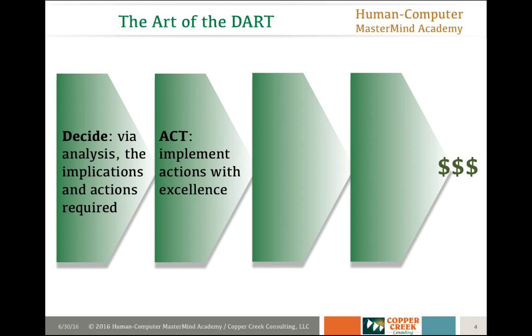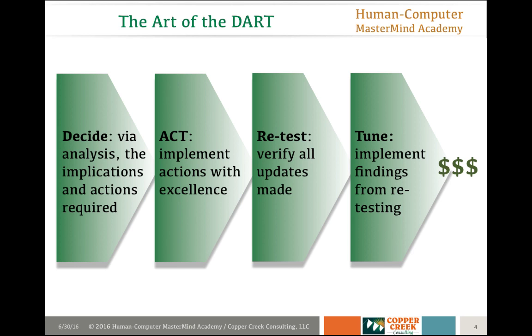Second is then acting. Once you make those decisions, once you decide those implications, now you've got to actually go out and implement. You've got to do that with excellence. You've got to put all of those things into action, put them online, put them in front of your users. Of course, once you've done that, now you've got to retest. You've got to verify. Did everything that you do work, and did you not incorporate any new problems that you'll have to deal with? And then finally, there's this ongoing process of continuous tuning and implementing.